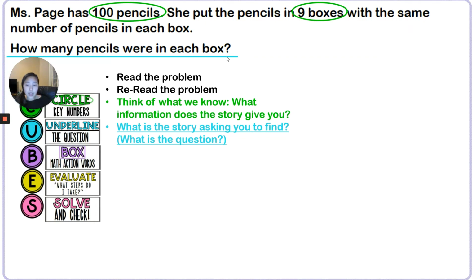And our last portion is boxing the math action words. What are they asking you to do, and how are you going to find this out? This first one doesn't really have anything. Miss Page has 100 pencils. That's just fact. She has it. That's good to know. She puts the pencils into 9 boxes with the same number of pencils in each box. This is the part. Same number. So I actually wanted to box both of them. So you need the same number of pencils in each box.